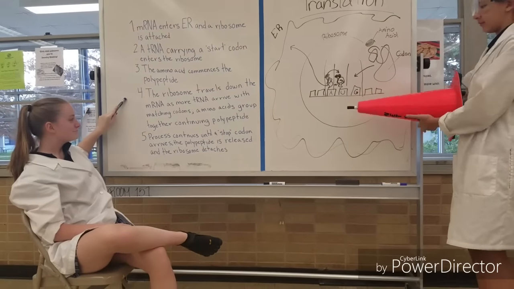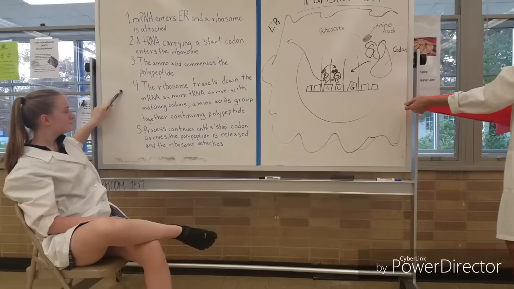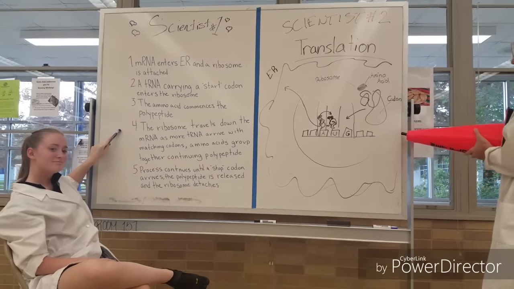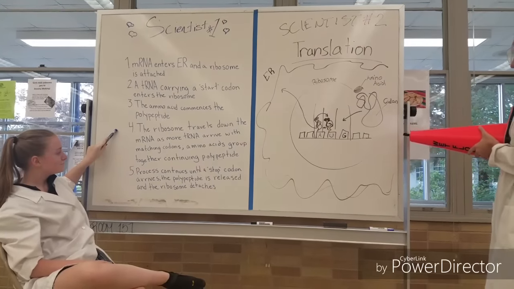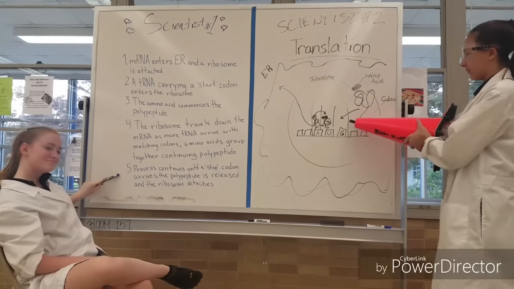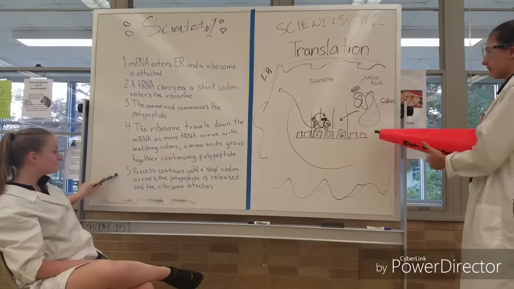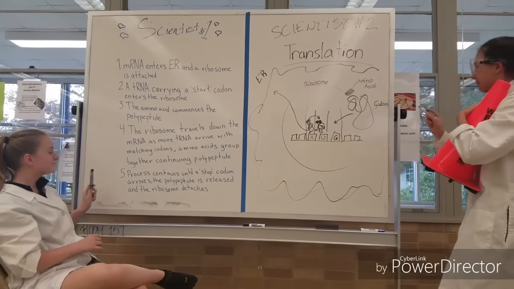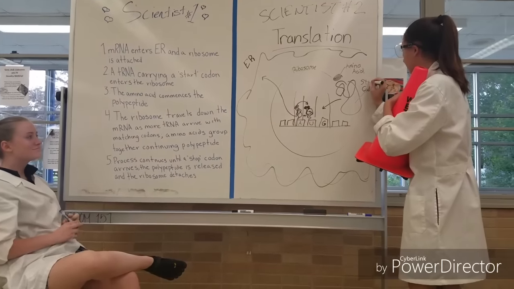Step 4. The ribosome travels down the mRNA as more tRNA arrive with matching codons. Amino acids grouped together, continuing the polypeptide. Step 5. Process continues until a stop codon arrives. The polypeptide is released and the ribosome detaches.